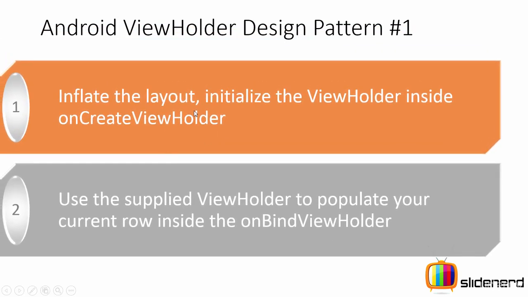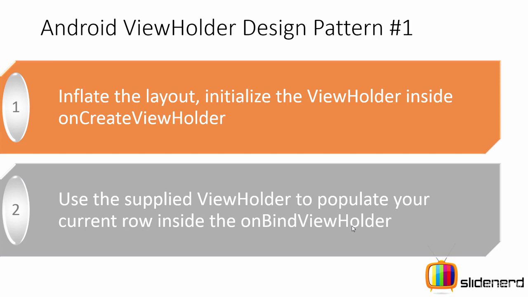So the 2 steps that you're going to use are something like this. First step, inflate the layout and initialize the view holder inside the method called on create view holder of your adapter. And then you're going to use the provided view holder inside the method called on bind view holder to supply the proper values. In the next video, we're going to take a look at what the adapter is, what on create view holder is, what on bind view holder is, how they work together, and how your screen finally looks when you use the right layout manager.